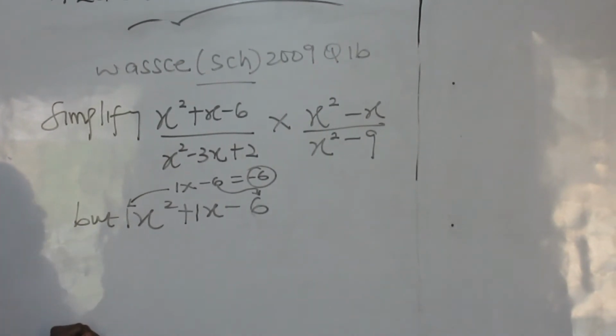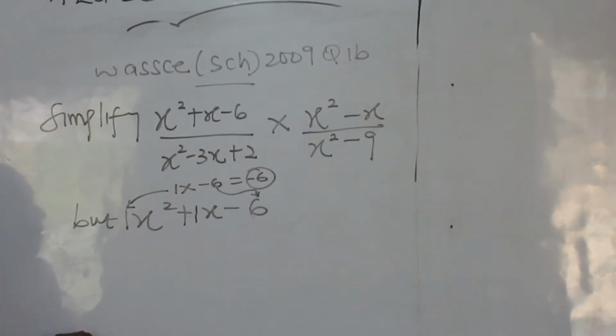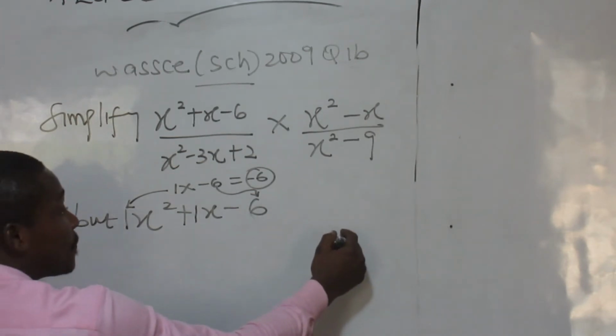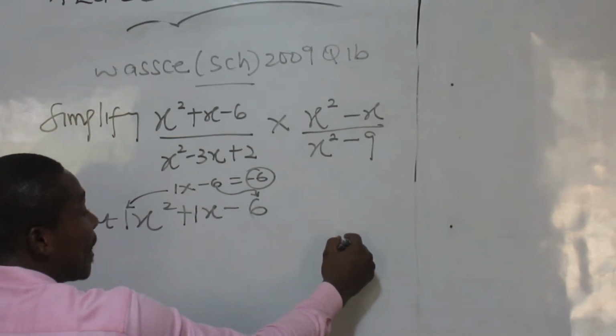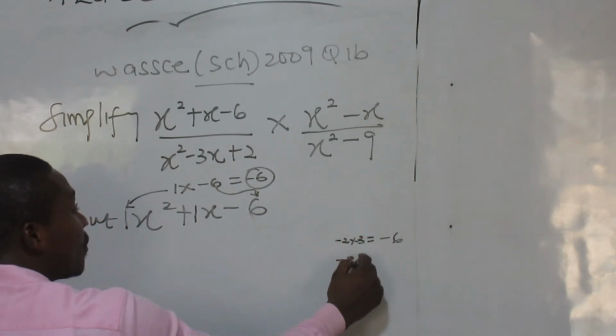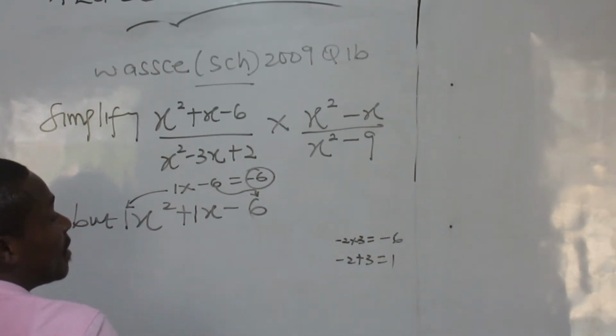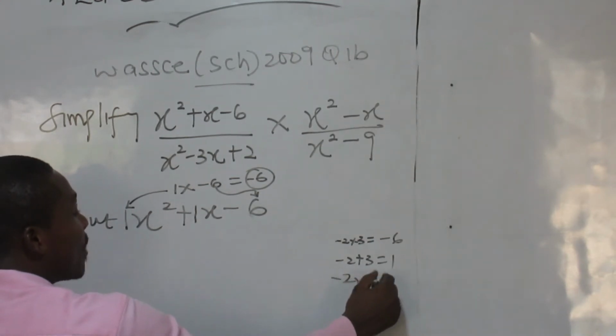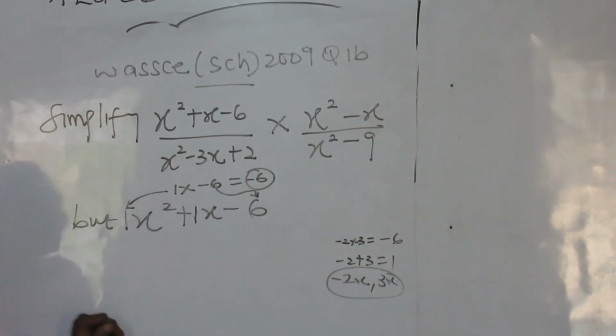I can have minus 5 and positive... no. I think I'll use minus 2 and positive 3. When you multiply, you get minus 6. But when you add them, you get positive 1. It means the factors to be used are minus 2x and what? 3x. So these are the factors.